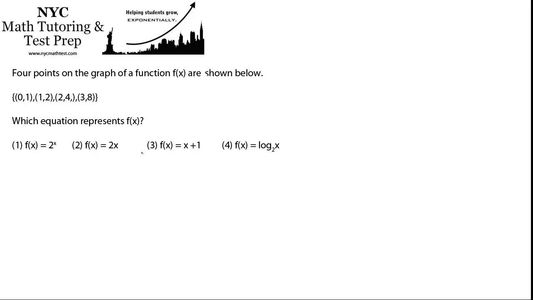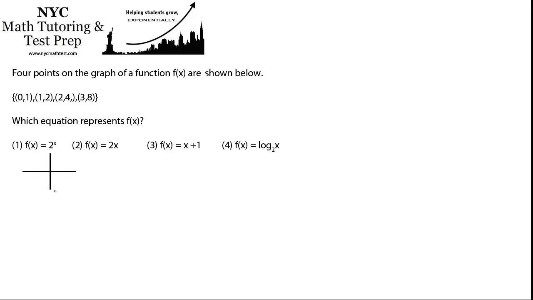We could also sketch them by hand, but we do have to be conscious of time, so the fastest way to do this problem is probably to test each of these ordered pairs in the equations below and see for which equation all of these ordered pairs would make it hold true. So let's try the very first one, f of x equals 2 to the x, and see if everything holds true for that one.